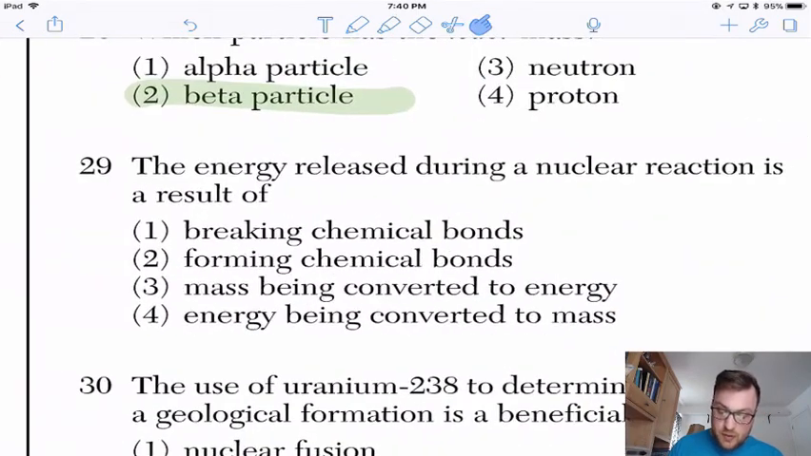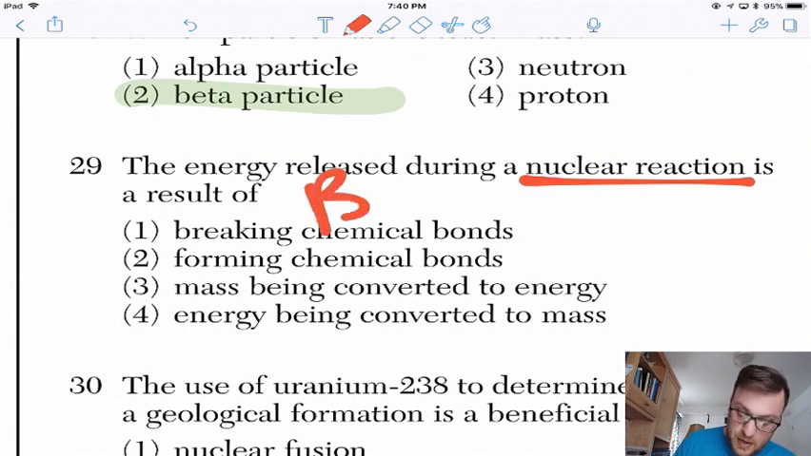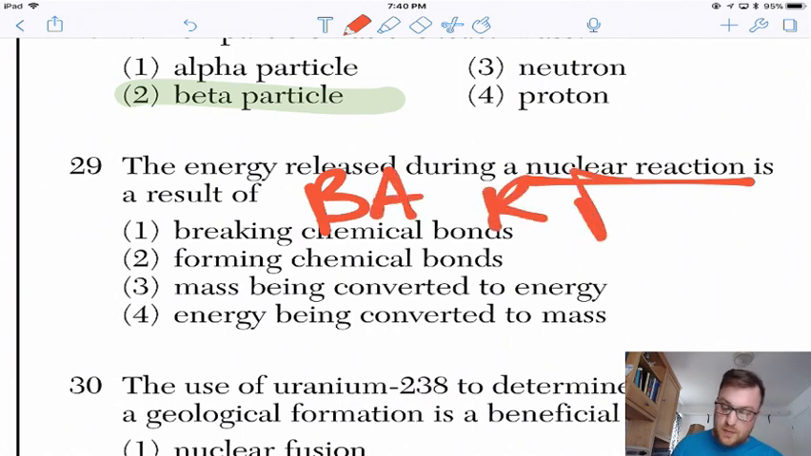The energy released during a nuclear reaction. Aha! Nuclear. So, this one's going to get tricky. You initially want to BARF it. BARF means breaking bonds absorbs energy, and releasing energy forms a bond. The issue is that's only true for chemical reactions, not nuclear ones.